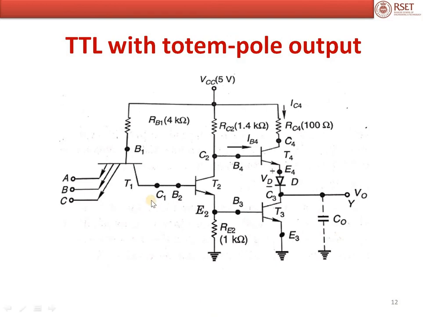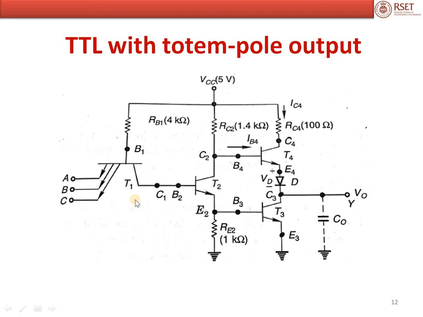So this is the circuit of TTL with a totem pole output. It consists of again 4 transistors T1, T2, T3 and T4. The totem pole output implies that the transistor T4 sits at top of T3 in order to give low output impedance. The low output impedance means a short time constant RC.